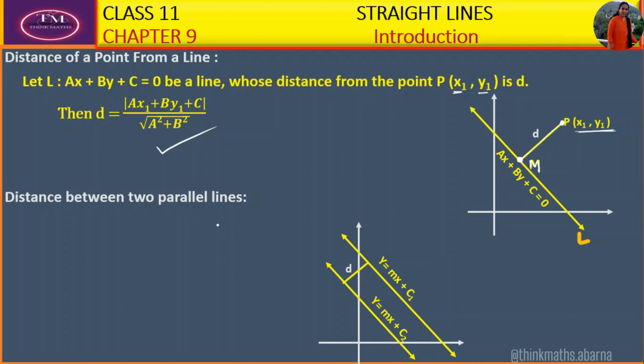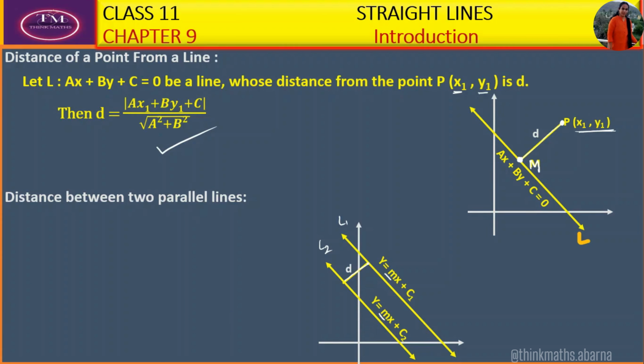Okay, the last topic is the distance between two parallel lines. These two are parallel lines L1 and L2, with the equations y equals mx plus c1 and y equals mx plus c2. As these two lines are parallel, their slopes will be the same, so both slopes will be m. Only the c value differs: y equals mx plus c1 and y equals mx plus c2.